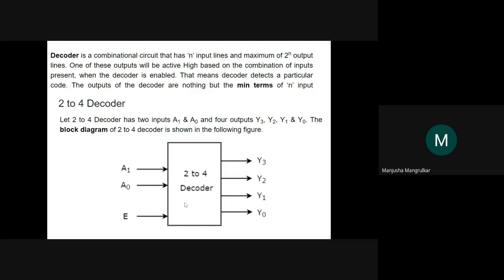This is the enable. Even the encoder also has enable and disable. The outputs of a decoder are nothing but the min terms of the n inputs, right? This is the example of a 2 to 4 decoder. A 2 to 4 decoder has two input lines and four output lines as shown in the block diagram.